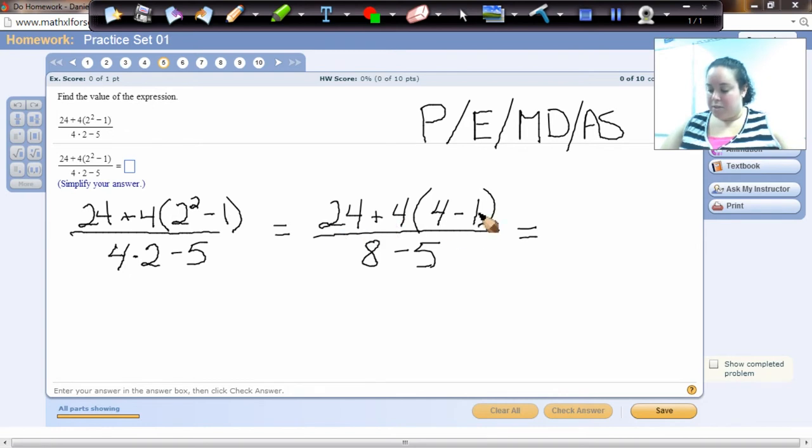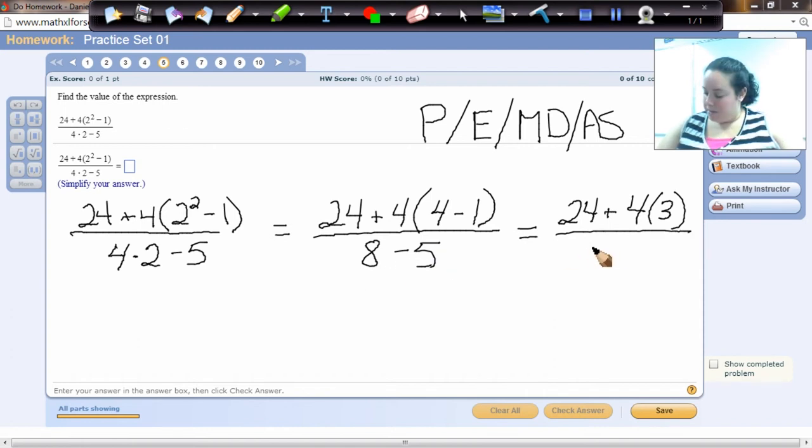Okay, let's continue working on the top now. The next thing on the top, we're still inside the parentheses. So we'll have 4 minus 1. So 24 plus 4 minus 1 is 3. So, sorry, 24 plus 4, and then 4 minus 1 is 3. Okay. And then on the bottom, the only thing we have left is 8 minus 5, which is 3. Okay, so let's keep working.